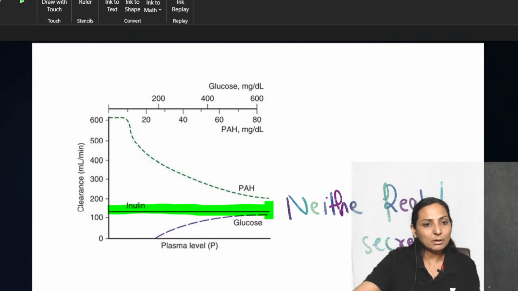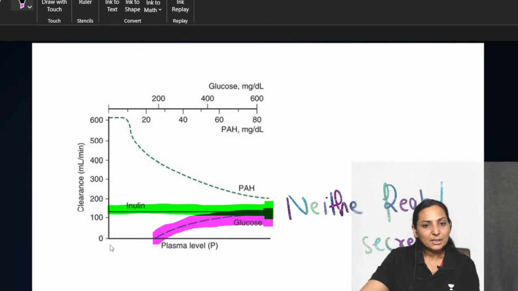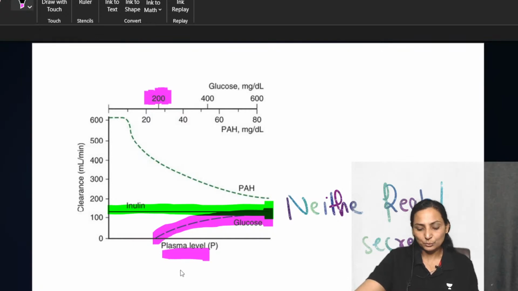If you look into the curve of your glucose, what is happening to it? It is rising. Initially, when the plasma glucose was up till 200, you could see that the clearance of glucose is almost zero. That means no amount of glucose is being excreted in urine. But as the plasma level of glucose rises, you will see that the appearance of glucose increases.